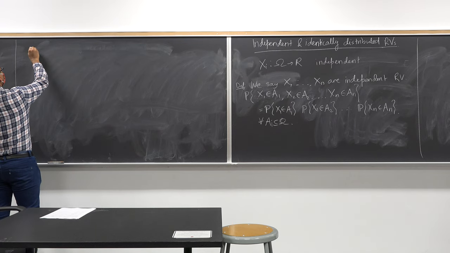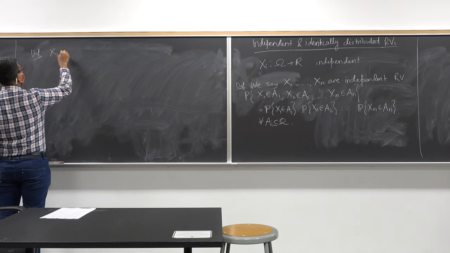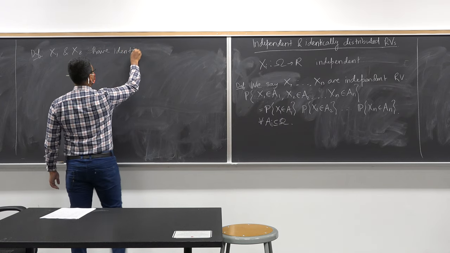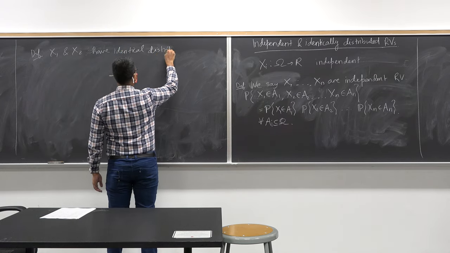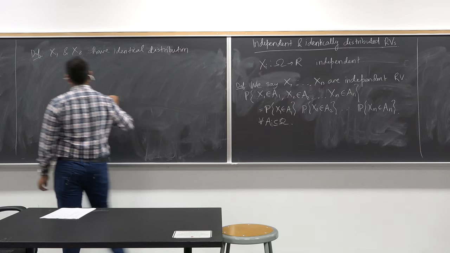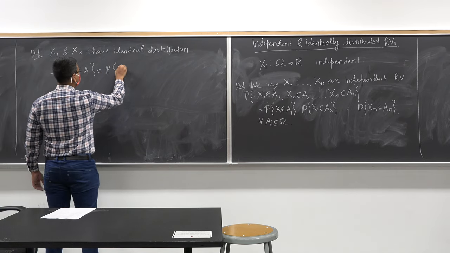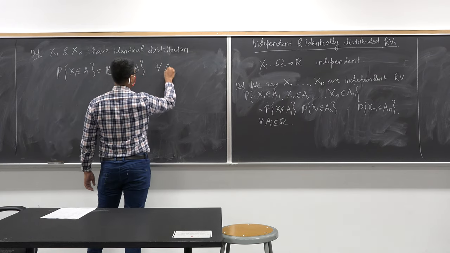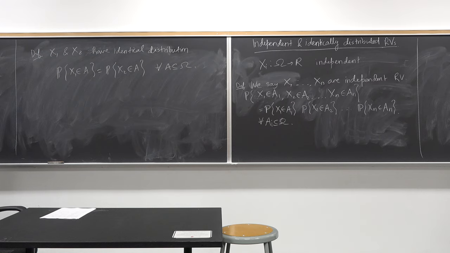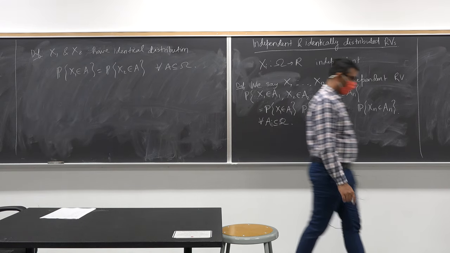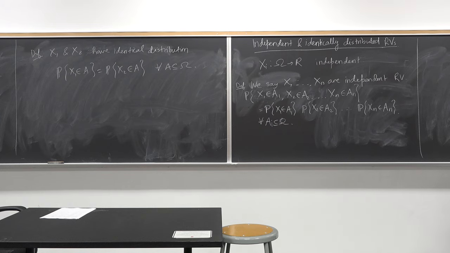So X1 and X2 have identical distributions if the probability of X1 in A is equal to the probability of X2 in A for all A in omega. So they have the same distribution.